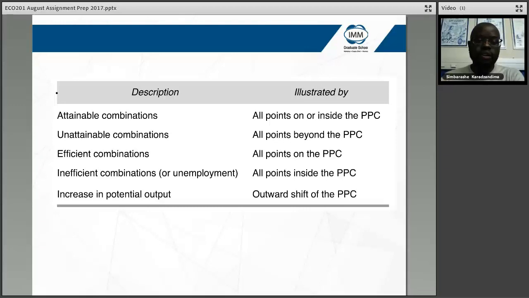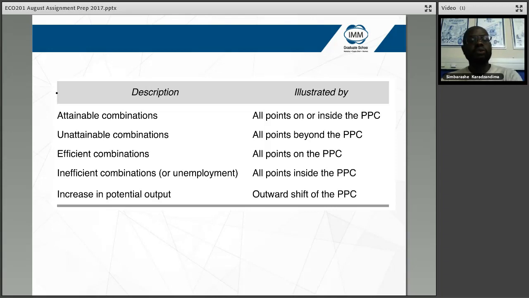Then we move on. We can have a nice summary there, whereby we are saying all attainable combinations are points that are on or inside the PPC. We can reach those points with our resources. We also have unattainable combinations. These are points that are beyond the PPC, for example, point G. Efficient combinations are all points that are on the PPC, point A, point B, point C, point D, and point F. Inefficient combinations, all points that are inside the PPC, for example, point H.